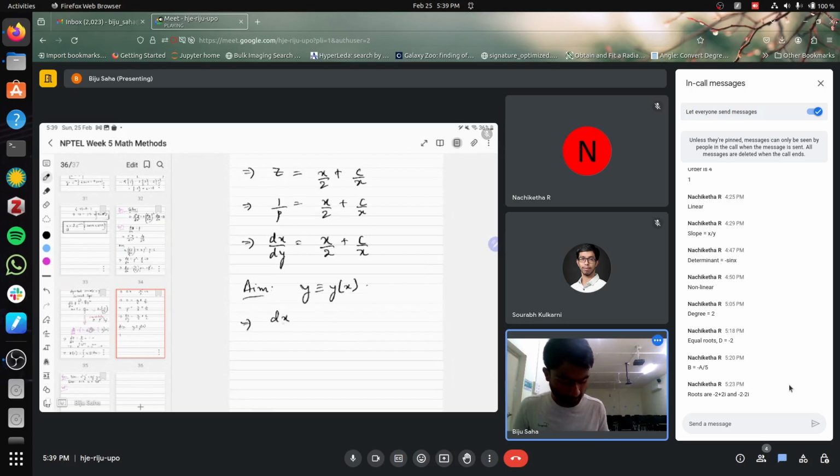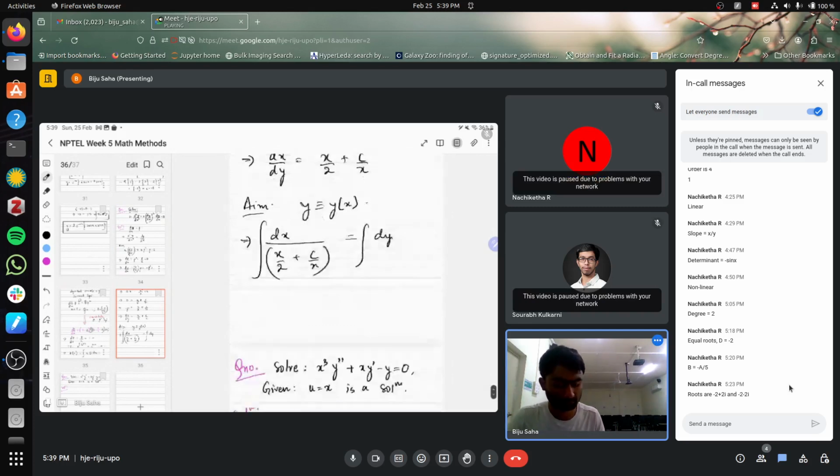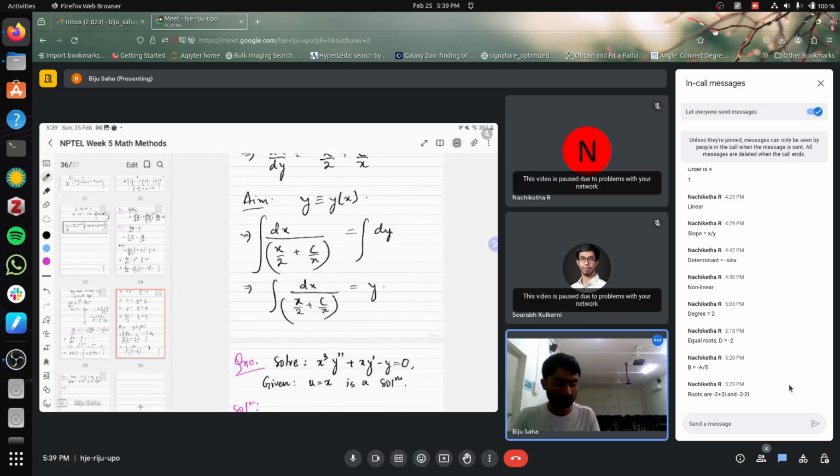Because we have x by 2 plus c by x on one side, and then dy, and integrating both sides. You can later carry out this integration. This is just a matter of carrying out this integration. So on the right hand side you have y. This is how you can arrive at the solution of a differential equation.